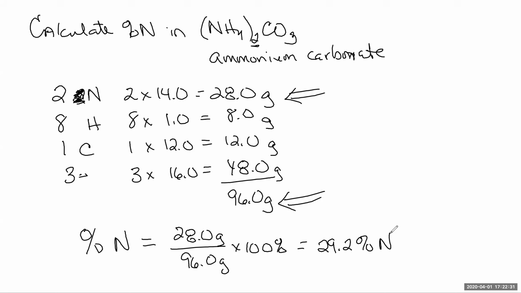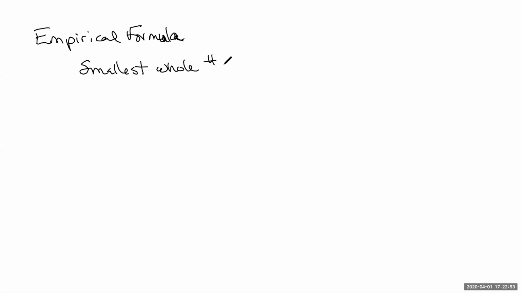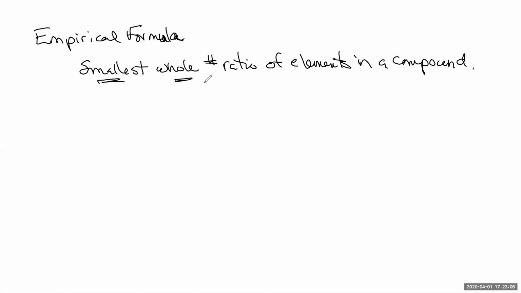What are we going to do with them once we can calculate them? What we really want to work on is determining an empirical formula for compounds. An empirical formula is defined as the smallest whole number ratio of elements in a compound. Now there are two parts to this. It's the smallest, and it has to be whole number.